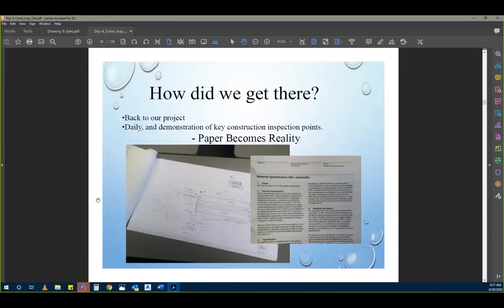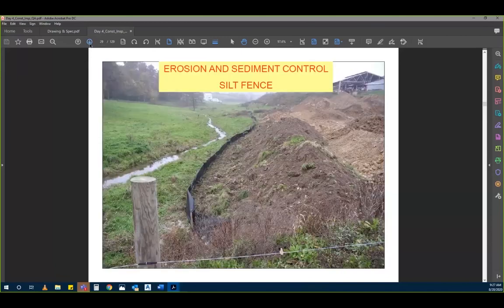So how did we get here? Back to the project that we started talking about, how did paper become reality? So we had the pre-construction meeting. Everyone knew what their responsibilities were.